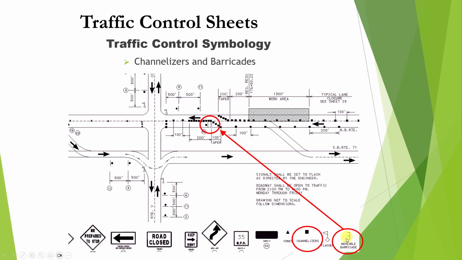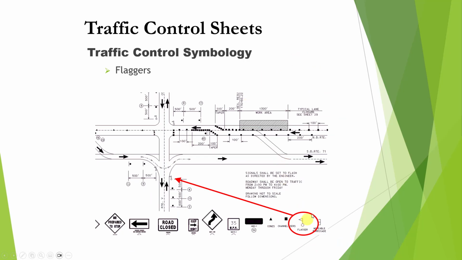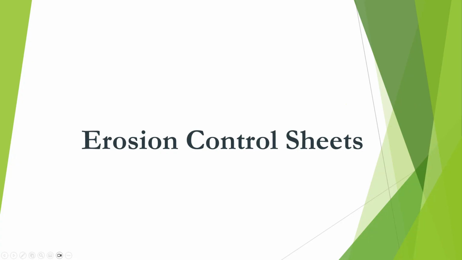This is a movable barricade symbol, the one that looks like a backwards E. You can see it right here. Channelizers are these little blocks. You see them out there everywhere. And then flaggers are these, for lack of a better term, looks like a hole on a golf course. It just has a circle with a flag above it, and you can see there's a few of them out there. Got some at all the intersections, so flaggers are called out. And that concludes the traffic control video.